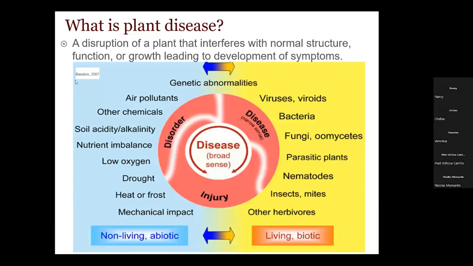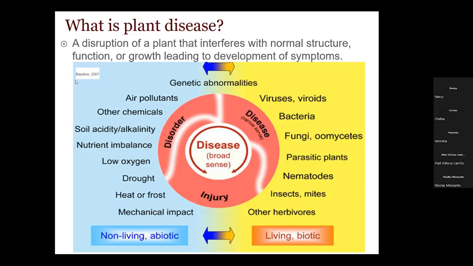What is plant disease? There are a lot of different definitions that float around. And generally, it's when there's a disruption of a plant that interferes with the normal structure, function, or growth, and results in symptoms. Now, conversationally, when we say disease, a lot of times we're using the broad sense of the word, and that can include anything wrong with a plant, like disorders from chemical burn, impact injuries, which are mechanical impacts, heat, drought stress, freeze damage, things like that.